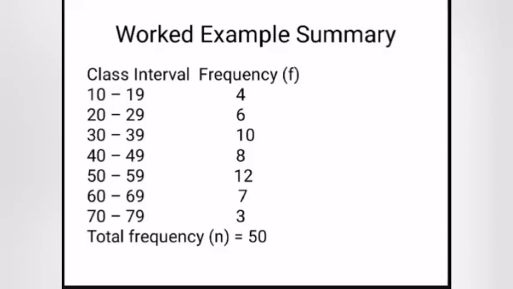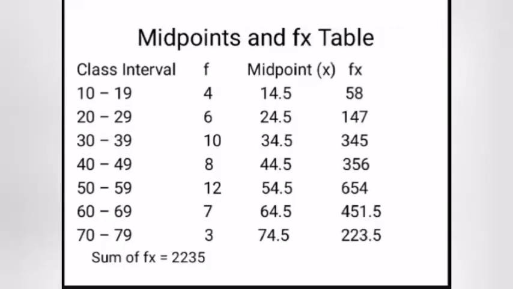So the first thing you write is 10 to 19. You repeat the table they've already given you. 20 to 29, 30 to 39, 40 to 49, 50 to 59, 60 to 69, 70 to 79. And the frequency given is 4, 6, 10, 8, 12, 7, and 3. And they've told us the total number, that's n, is 50. So the next thing you do is to find your midpoint. And the midpoint is x.